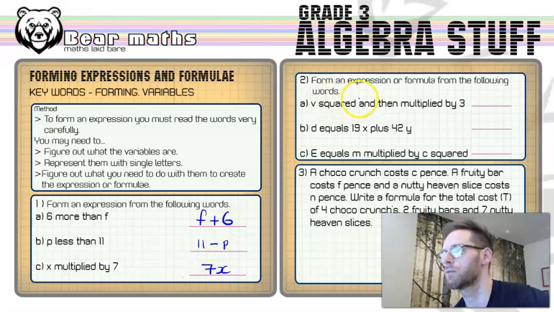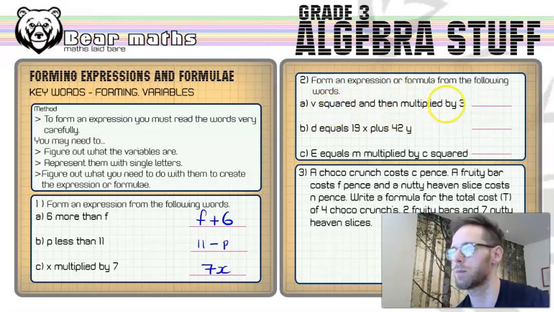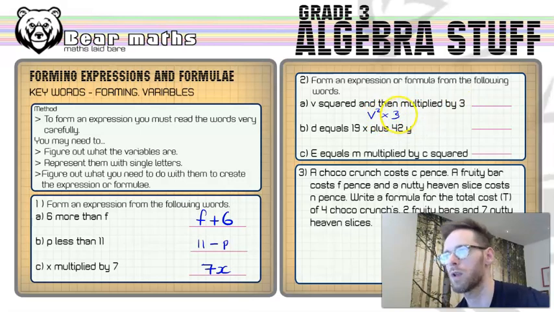Now, in question 2, we've got to form an expression or formula from the following words. V squared and then multiplied by 3. This one actually is simpler to follow. Square V, and then multiply it by 3. But we don't write the multiplication symbol, and we want the number to go in front of the letter. So we write it 3V squared. Some of you might be thinking, hang on, wouldn't that be 3 multiplied by V and then squared? No, because of the order of operations we can write it this way. Whatever V is, if we ever get a value for V, we'd put it in there, square it, and then multiply it by 3. And that expression is the way that we would write that.